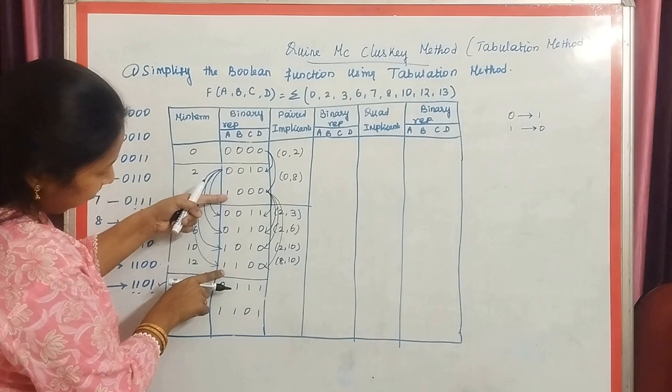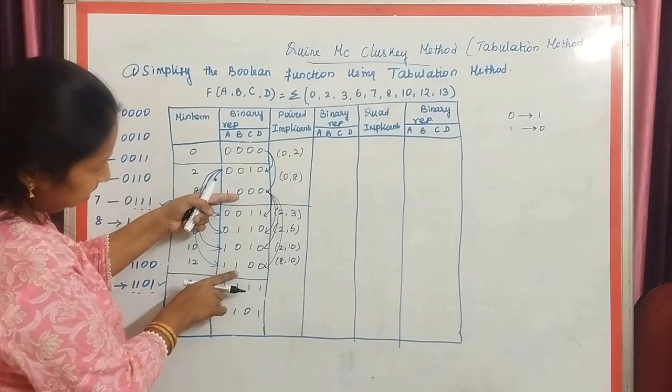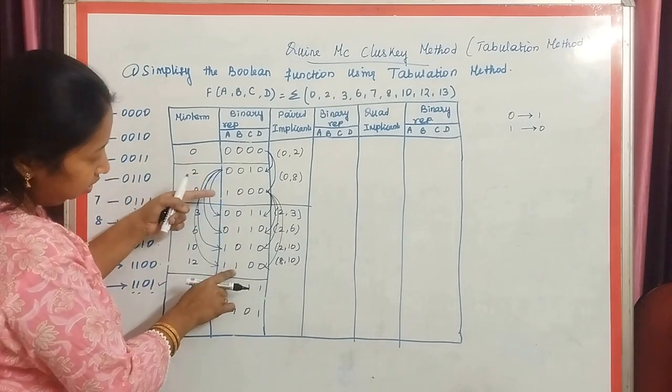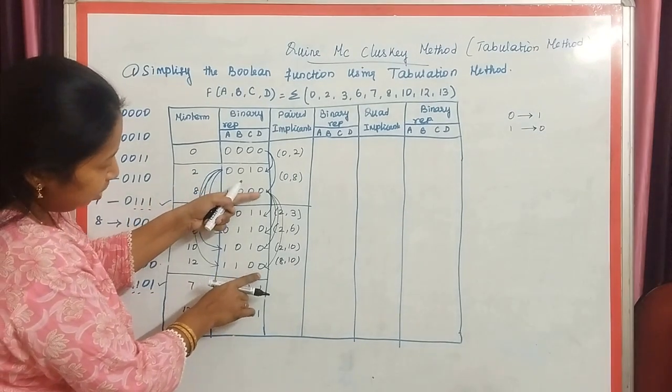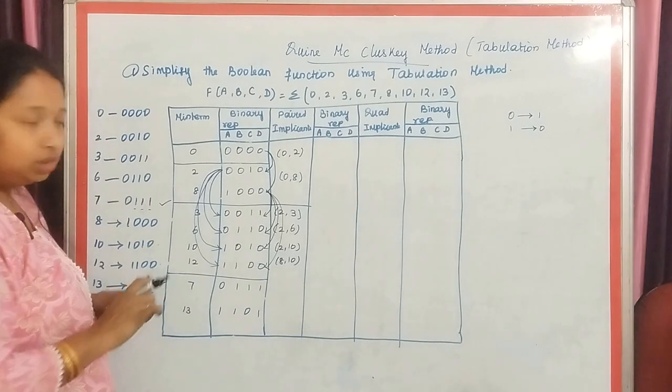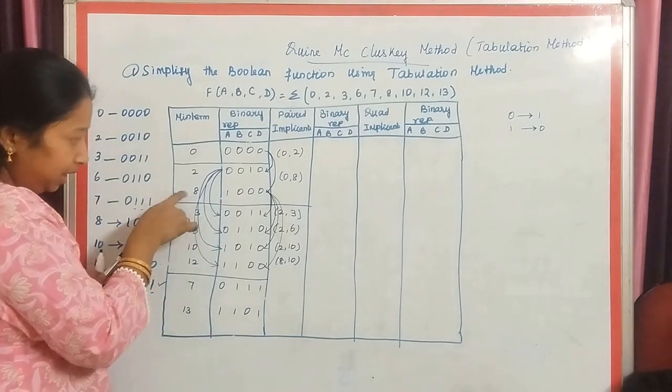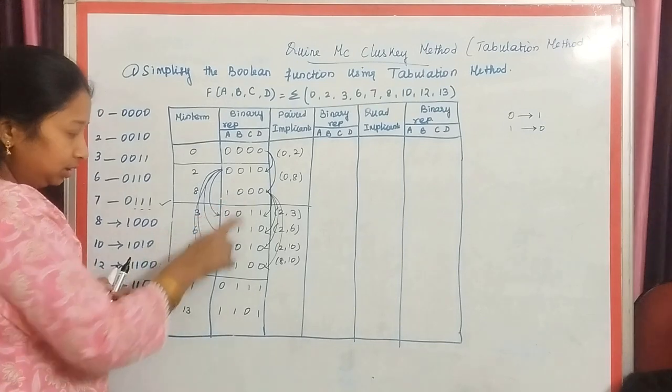Compare the digits. First bit, no change. Second bit, there is a bit change that is happening. Here it is 0, here it is 1. So one bit change has happened in the second place. Third bit, there is no change. Fourth bit again, there is no change. So only one bit change is happening between 8 and 12. And that is happening on the second place.